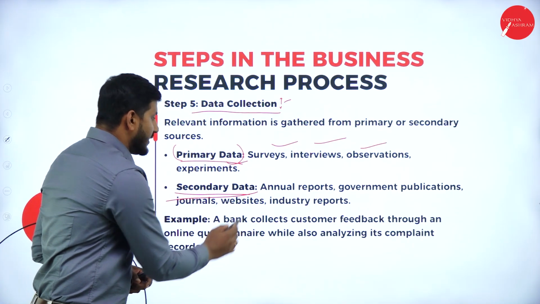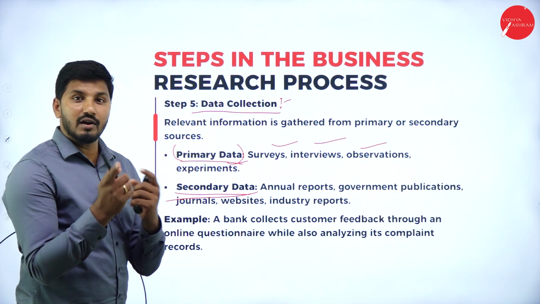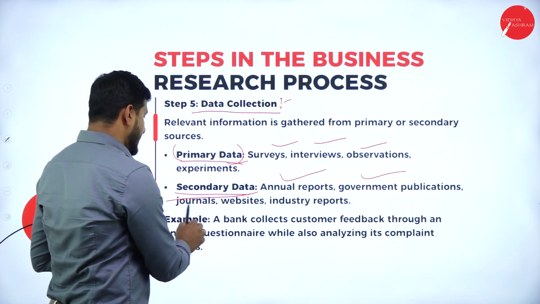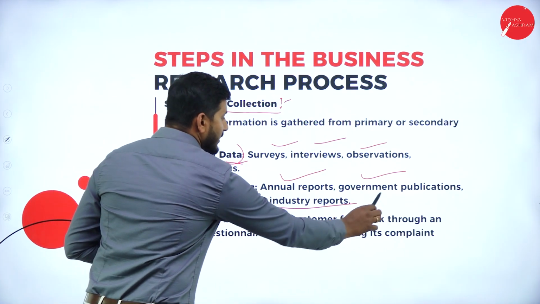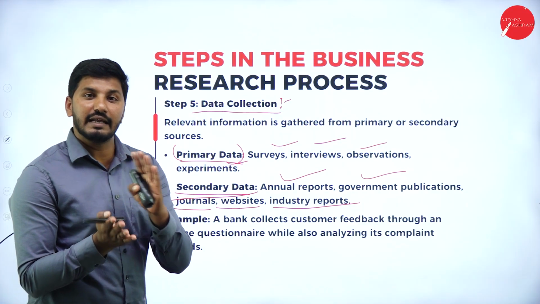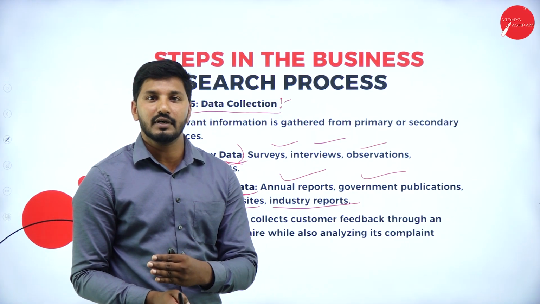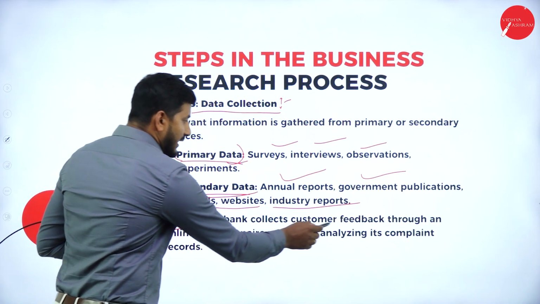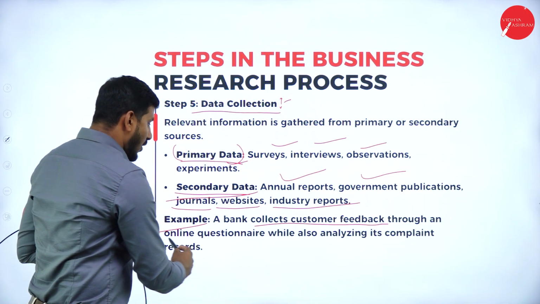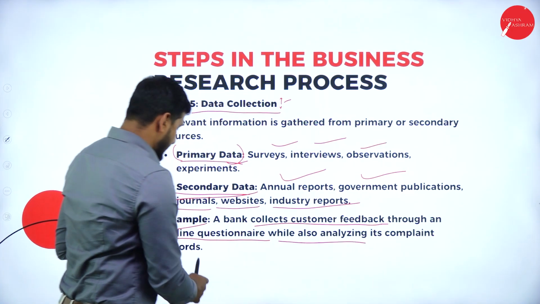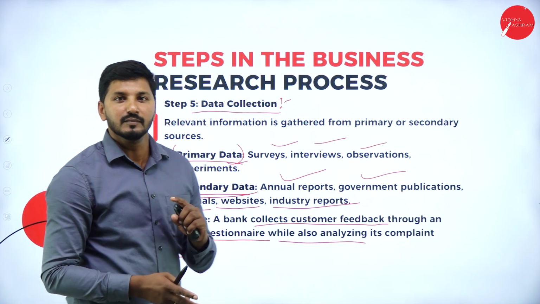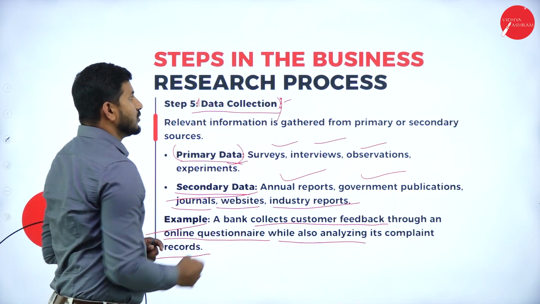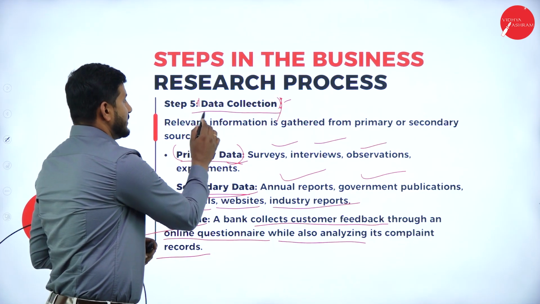The secondary data, the name itself says that it is already available, in an annual report, any kind of government publications, journals, websites or industry reports. It is already done and dusted. From that particular data, we will be collecting the information. So, for example, a bank collects customer feedback through an online questionnaire while also analyzing its complaint records. It's purely related to data collection. These are the major tools we have to go with in the research process, step 5, that is data collection.